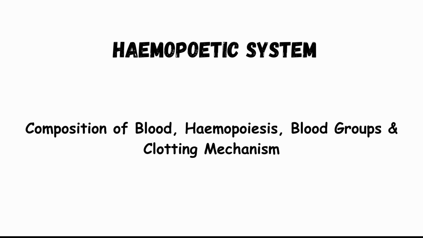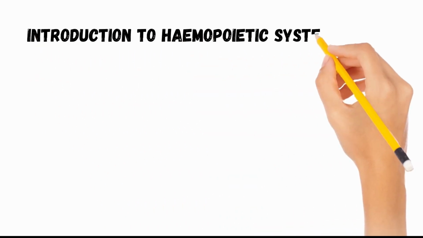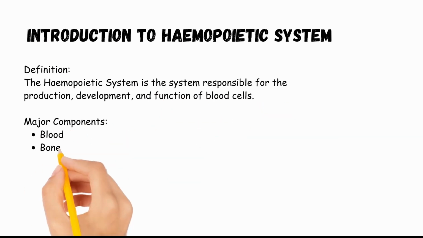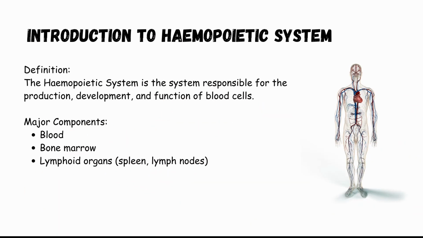Understanding this topic is essential in anatomy, physiology, nursing, and medical sciences. The haemopoietic system is responsible for the production, maturation, and regulation of blood cells. It mainly includes blood, bone marrow, and lymphoid organs such as spleen and lymph nodes. Bone marrow acts as the primary site of blood cell production in adults. The system ensures oxygen supply, immunity, and prevention of blood loss.